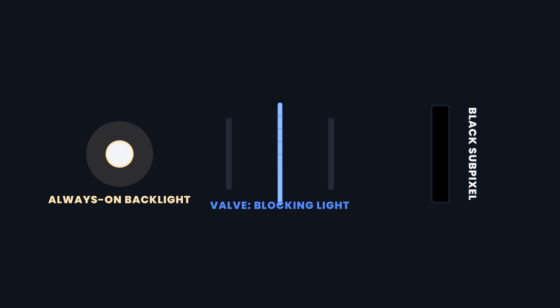So when you ask for black, the screen isn't turning anything off. It's just trying to block as much of that backlight as it can, and it never blocks it out perfectly. Some light always leaks through, and that's exactly why in a dark room, those black pixels read as gray instead.